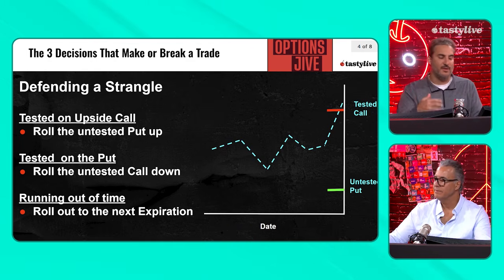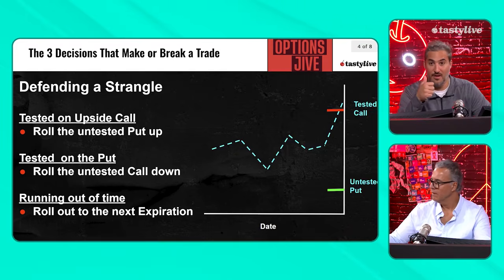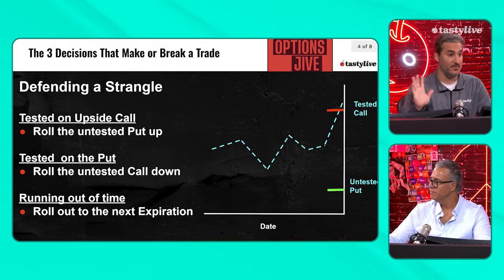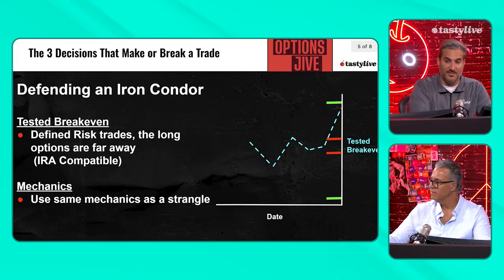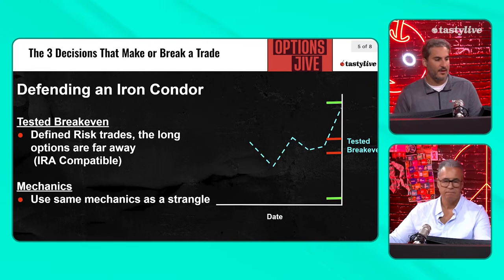So these are the three mechanics of just defending a strangle. You either can, or we could do nothing on this too. Or lean directional. But if you are looking to manage a trade, you're managing the untested side or rolling out in time. Those are the two things you can do. So things change a little bit with Iron Condors.